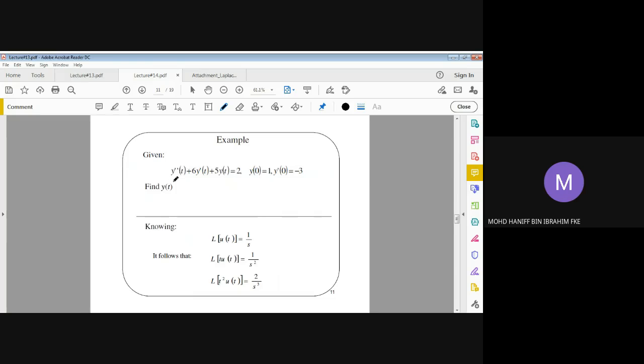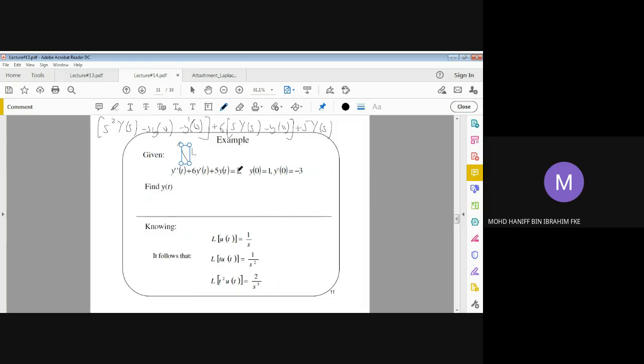Okay, so what we have to do is the Laplace transformation. If we do the Laplace transform, we're going to have s squared Y(s) minus s y(0) minus y prime(0). This is for the first term, plus 6 of s Y(s) minus y(0). That should be for the second term, y prime(t). Plus 5 times y(t), we're going to have only Y(s) in the Laplace transformation.